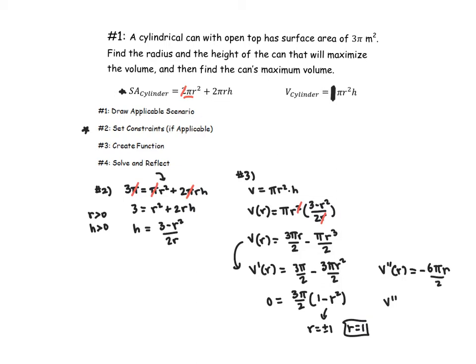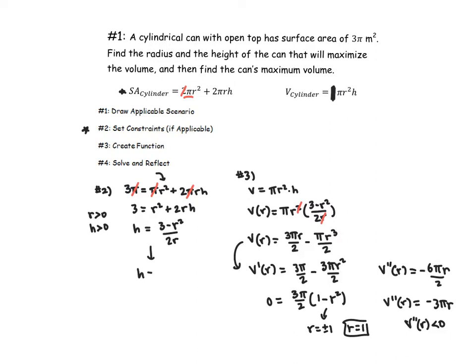So the second derivative of volume with respect to r would be negative 3 pi r. Now, since r is always positive, the second derivative would always be negative, or less than 0. That means it's concave down, and the first derivative equals 0 at r equals 1. Therefore, there is a maximum for the volume when r equals 1.